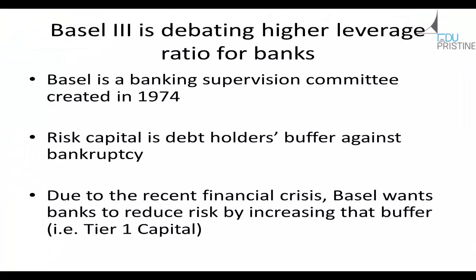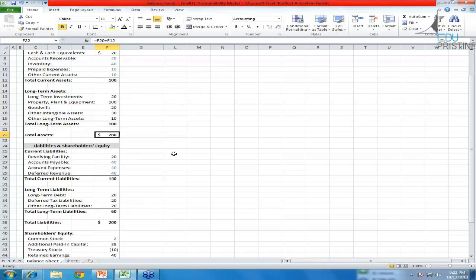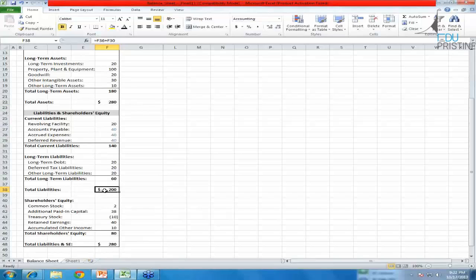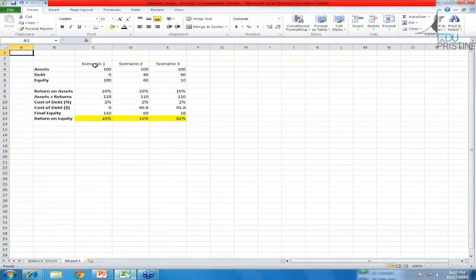So what Basel says is that there was a lot of high leverage across the banking industry. And what leverage essentially means is that for every dollar of asset that is being held in a company, more and more of that dollar is financed with liabilities or loans than is being financed with stockholders' own money. For example, let's just say in scenario 1, where my assets are $100, I have no debt. I have not borrowed anything from any particular bank. In that case, I have to buy all of those assets with my own money, $100 of equity.